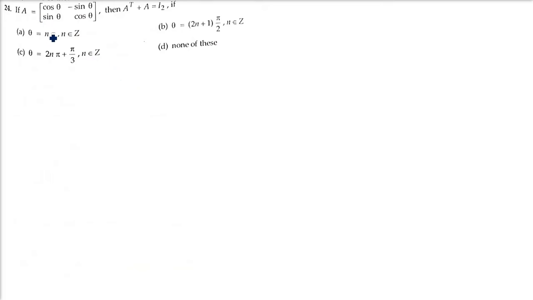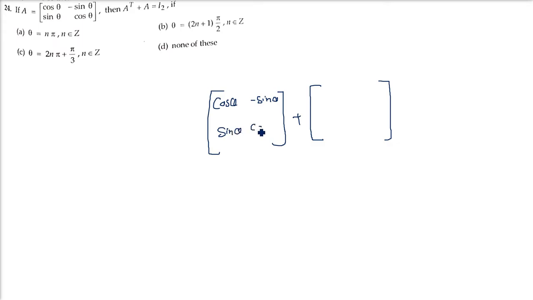If A is given like this, A transpose plus A is identity matrix. So we'll take A, that is this one. A transpose. So you can add A transpose with A or A plus A transpose. It remains the same, because addition is commutative. So we have cos theta minus sin theta cos theta.